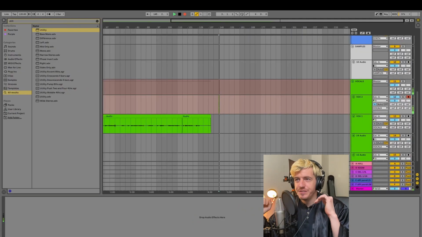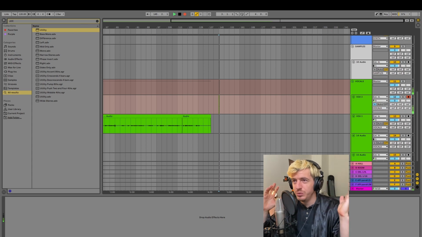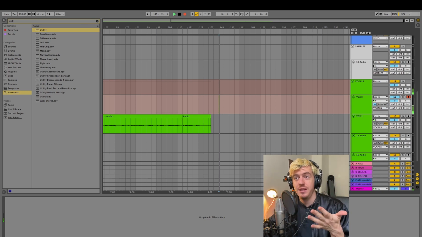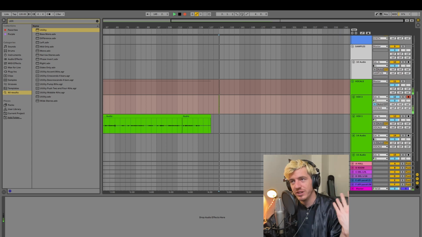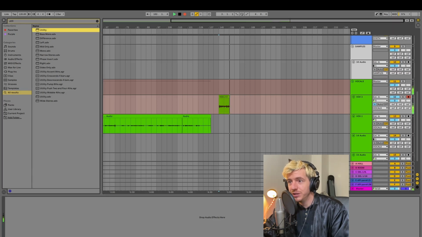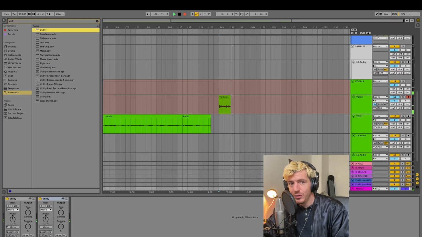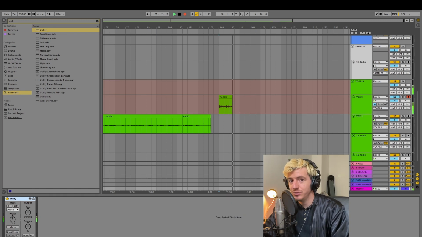So in music we perceive something as stereo when there is a difference between the left and the right channel. On the other hand, something is mono when the right and left channel are exactly the same. Or in other words, we only have one channel. Let's open up the utility and put it on the master. Oh, I already had one. To see how this works in practice.